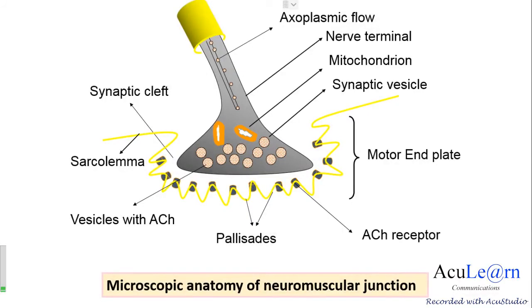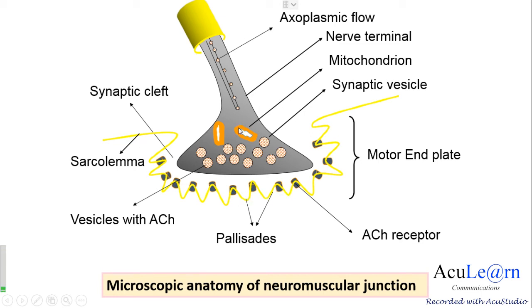Now coming to the microscopic anatomy of the neuromuscular junction. The neuromuscular junction has three components. You can see here, this is the presynaptic terminal of the motor neuron, which is filled with synaptic vesicles and also has mitochondria. There is a gap between the two membranes, that is the synaptic cleft, and the other membrane is called the postsynaptic membrane of the skeletal muscle fiber. So the three components include the motor neuron presynaptic terminal, the synaptic cleft, and the postsynaptic membrane of the skeletal muscle fiber, which is yellow in color.